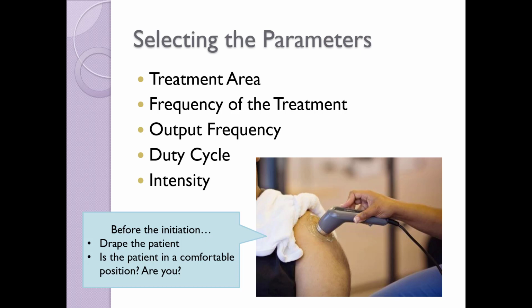When we are ready to select the parameters for ultrasound, we must determine the desired outcomes for certain factors, which will have an effect on the chosen parameters. These factors include the treatment area, the frequency of the treatment, the output frequency, the duty cycle, and the desired intensity.